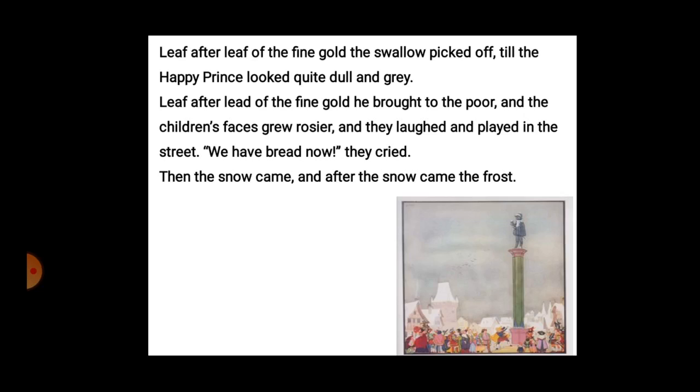Leaf after leaf of the fine pure gold was given to those poor people, and the children's faces grew rosier. Now they became happy. The prince became grey, but the children who got that gold, sapphire, and ruby were happy now, and they laughed and played in the street. We have bread now. Now we have some money, and by this money we can get some food. Here, bread refers to the food.